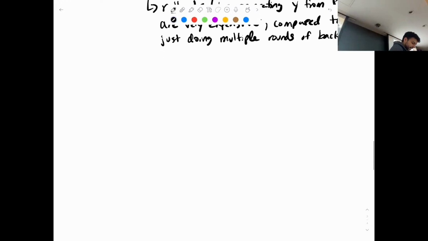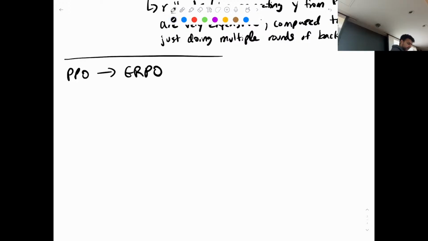All right, so now we're going to switch to our topic for today, which is transitioning from this PPO algorithm to GRPO. And I want to give some historical context of this transition before we get into the low-level details.